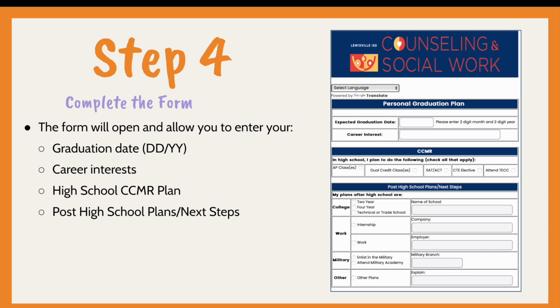For post-high school plans and next steps, this is where you would check if you are interested in going to a 2-year school, 4-year school, or a tech or trade school, and you can list any of the schools that would be your dream schools or your plans that you'd like to attend. If you know for work you'd like to complete an internship, or you know you'd love to have an internship somewhere, or if you know that you want to work where your dream job would be, if you are interested in attending the military or going to a military academy, you would choose and list that here, or if you have any other particular plans that you'd like to have, you would list that.